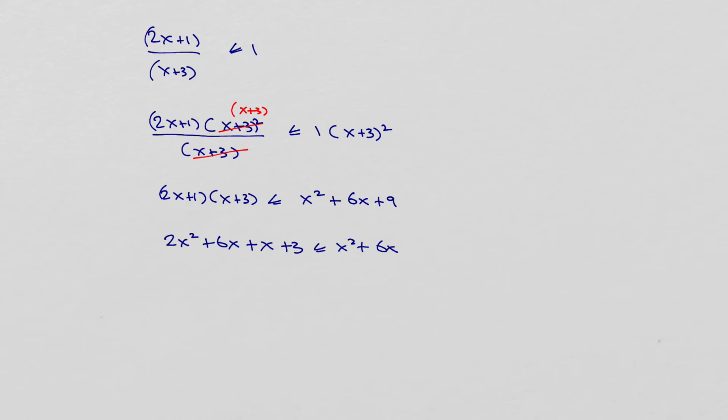And now we want to bring all our terms to the left-hand side. So we have 2x squared minus x squared is x squared. 6x plus x is 7x. And 7x minus 6x is x. And then 3 minus 9 is minus 6. So now we have our inequality.